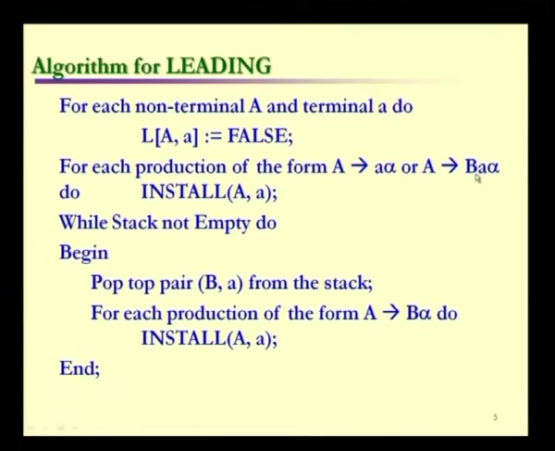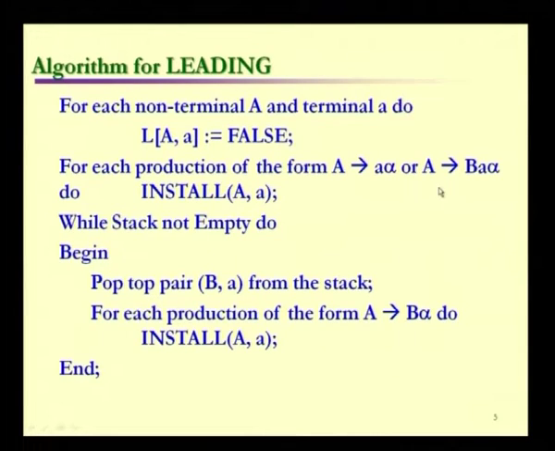So, in that case also we find small a is going to be the first terminal on the right hand side. So, whether it is A derives A alpha or A derives B followed by A alpha, we need to make the entry of this capital A comma small a as true. How we will be doing that is, we will make a call for the install function with A comma A, which makes that entry as true first of all.